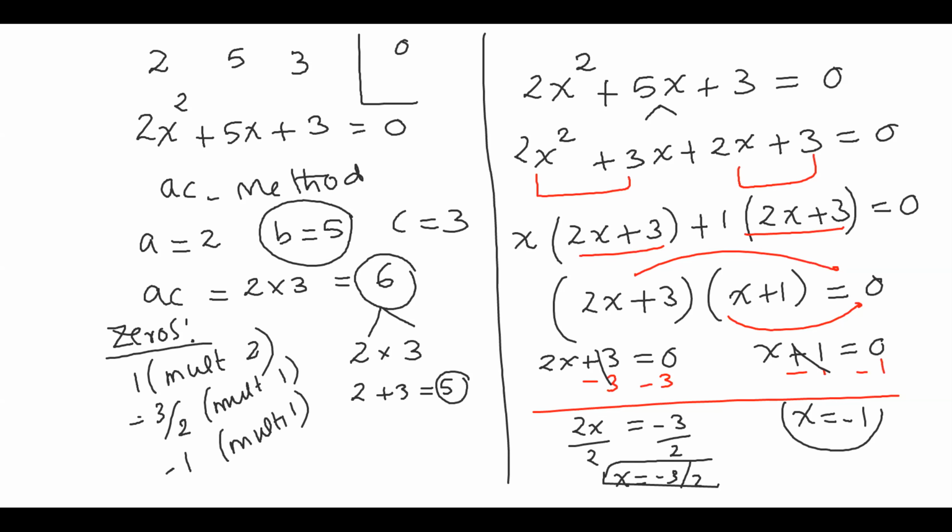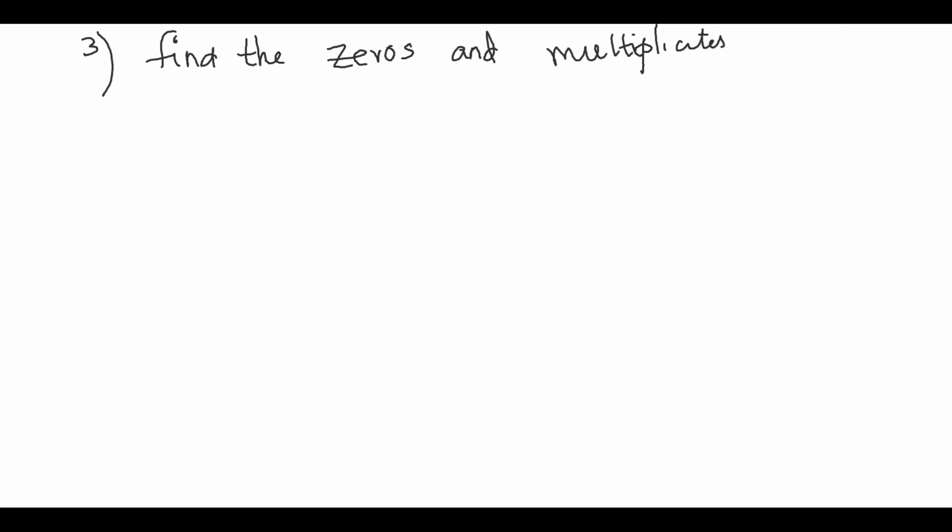So I will do another one, number 3. We have to find the same thing, the zeros and their multiplicities. So for the polynomial f of x equals x to the third minus 2x squared minus 14x minus 5.